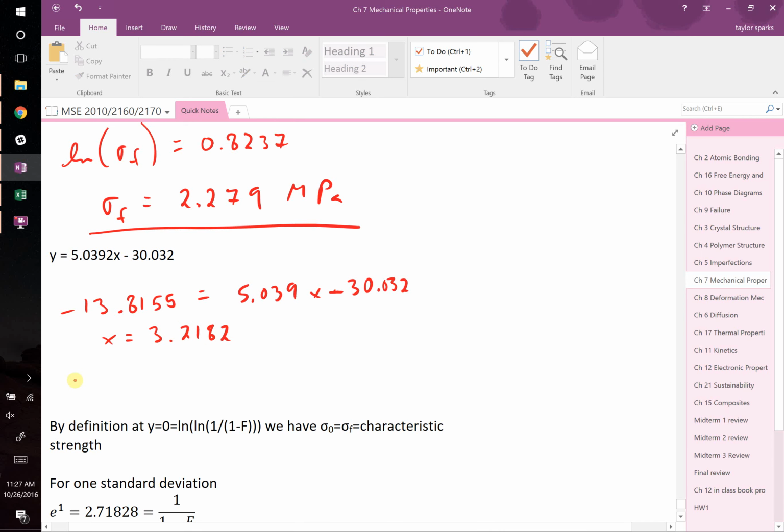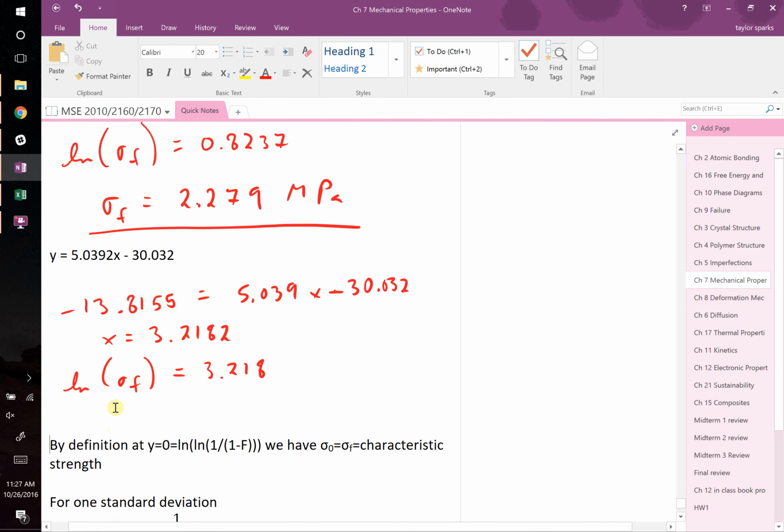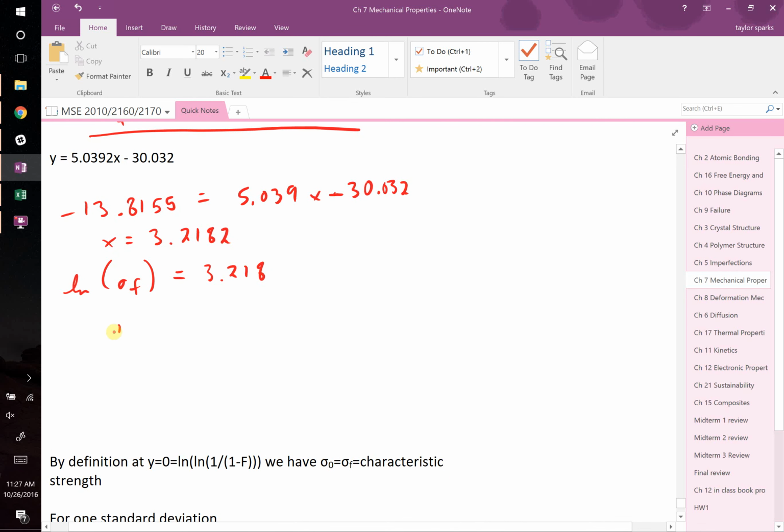3.2182. Therefore, the natural log of the strength of failure for 1 in a million to fail is 3.2182. And finally, to give ourselves a little more room, we find that the strength of failure for 1 in a million to fail, meaning almost all of them survive, for this component is going to be the natural log of 3.2181, which is 24.98. And this is pretty awesome.